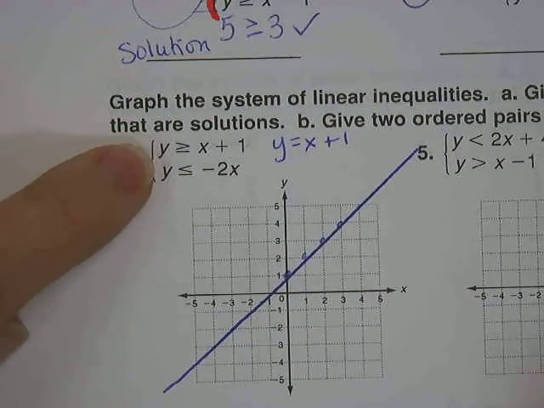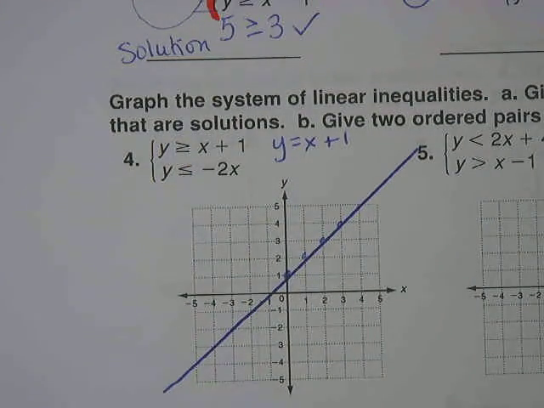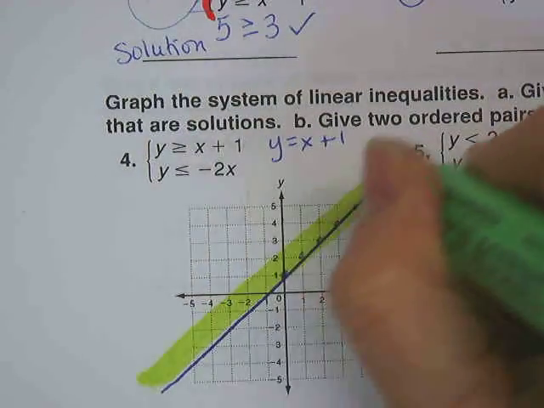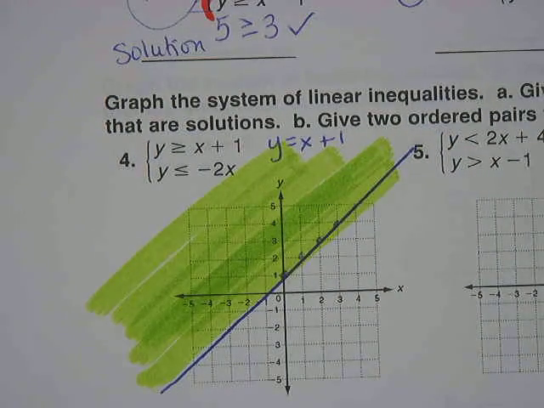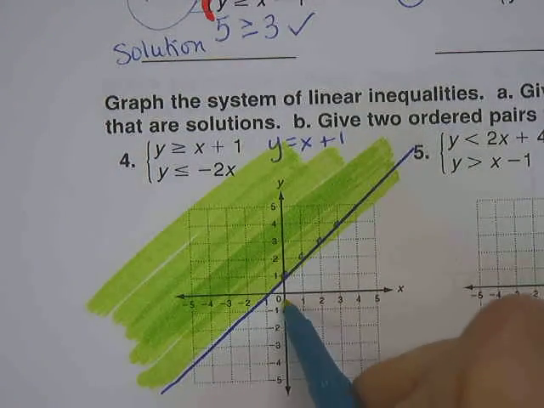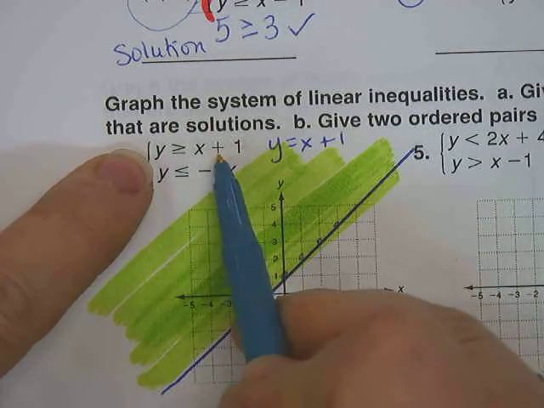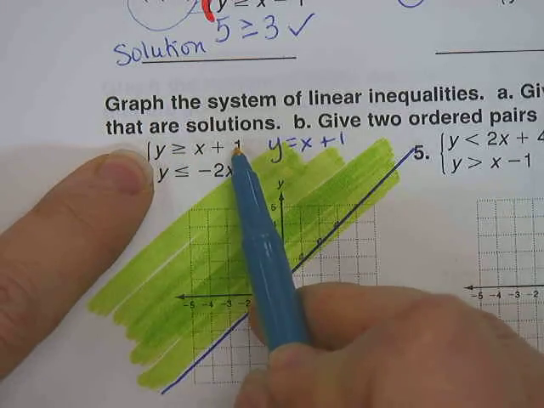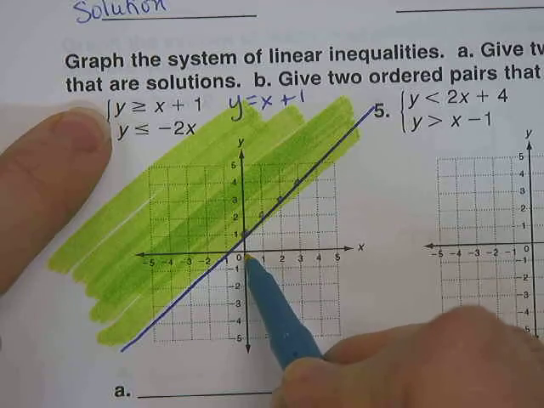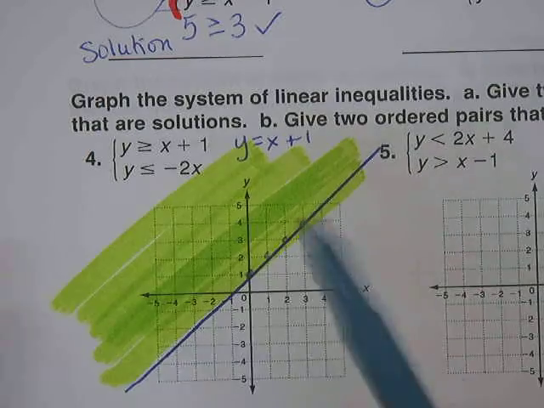And then I decide which side I'm going to shade. Well, I want all the values of y that are greater than or equal to this line. So greater than means we're going to shade above the line. So we're looking at all of this area. Again, if I wanted to check a test point, 0, 0, when y is 0 and when x is 0, I get 0 is greater than or equal to 1, which is false.